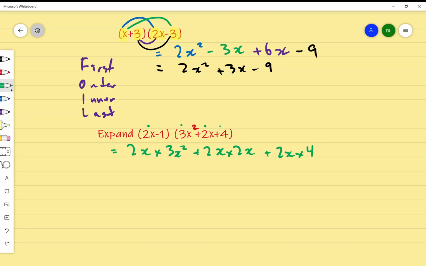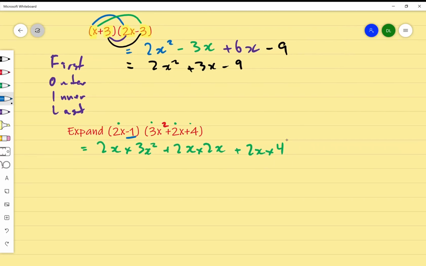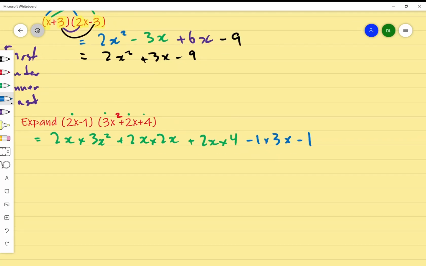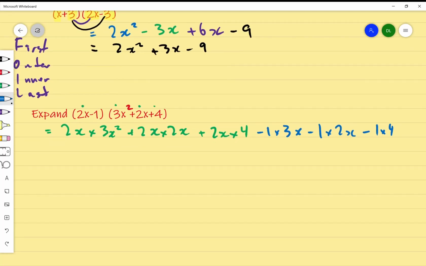Okay. Now I'm doing the same thing, but I'm going to do it with this term. Multiply by this, and then that. So, negative 1 times 3x squared. And then negative 1 times 2x, and finally negative 1 times 4. Any questions? No? Let's go ahead and simplify it.